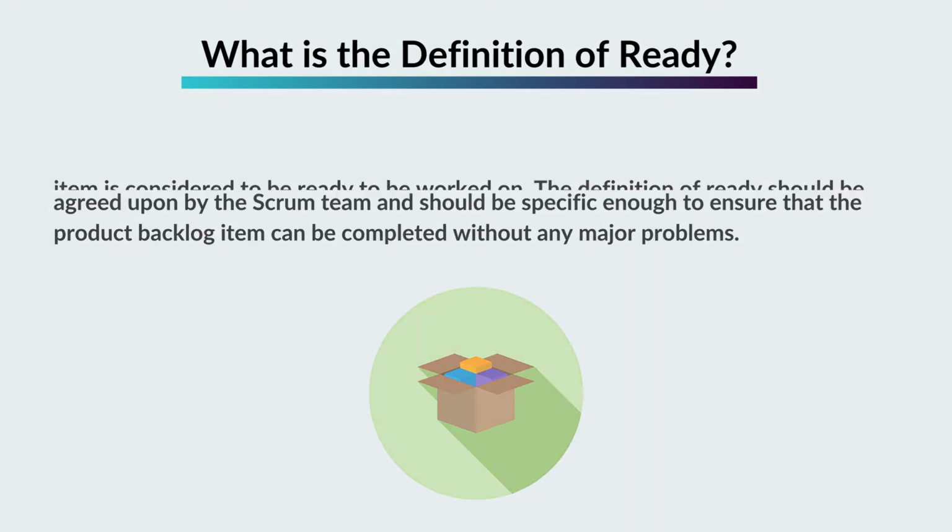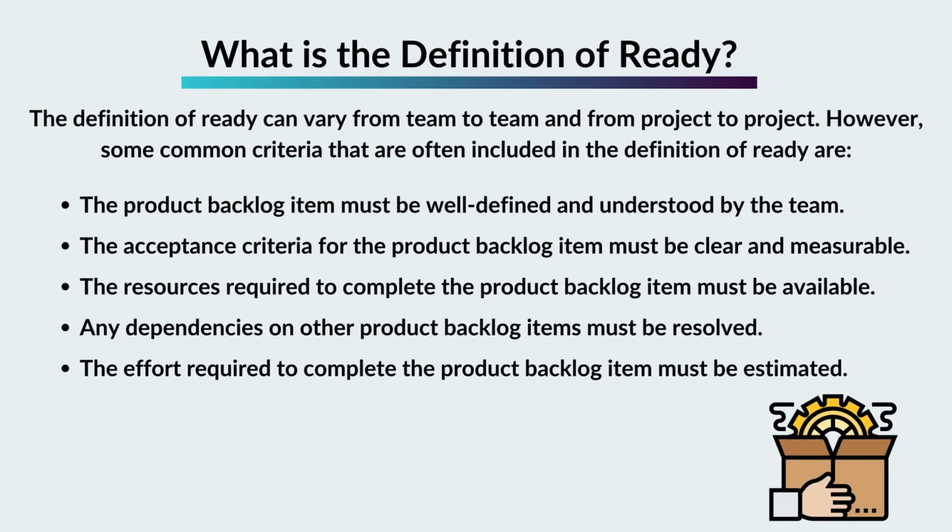The definition of ready can vary from team to team and from project to project. However, some common criteria that are often included in the definition of ready are: the product backlog item must be well defined and understood by the team. The acceptance criteria for the product backlog item must be clear and measurable. The resources required to complete the product backlog item must be available. Any dependencies on other product backlog items must be resolved. The effort required to complete the product backlog item must be estimated.